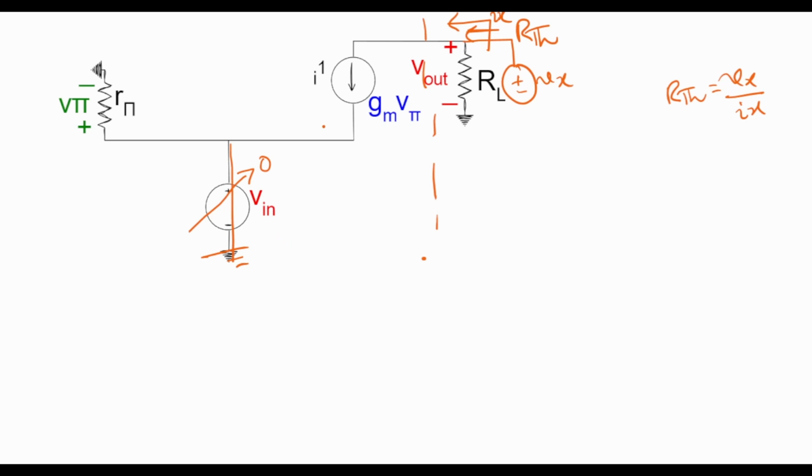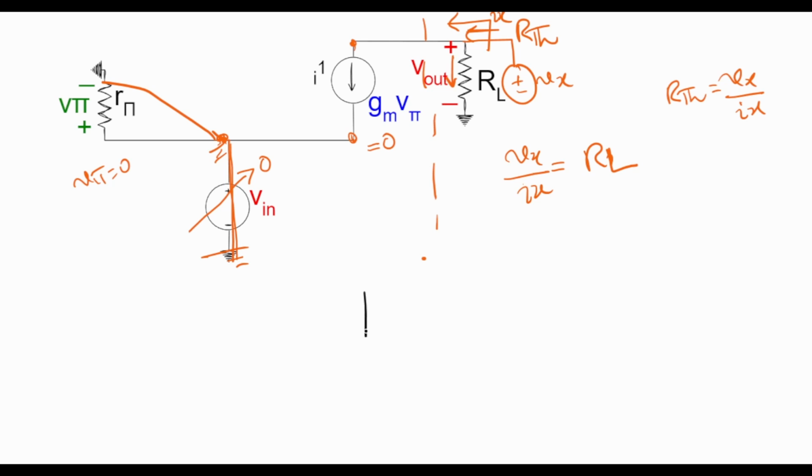We cannot open this current source because this is a dependent current source which is depending on the voltage V pi. However, if I have a short circuit here, then this resistance also gets short circuited because this point is also connected to ground, and thus V pi becomes 0, and now Gm V pi is 0, so the current source becomes open. So Ix is simply the current flowing through RL, and thus Vx over Ix is equal to the load resistance RL.